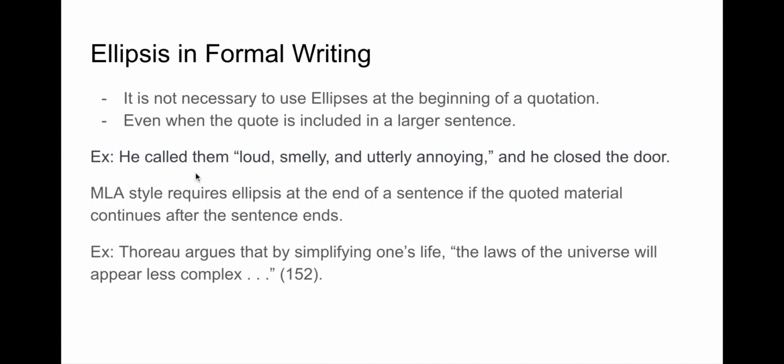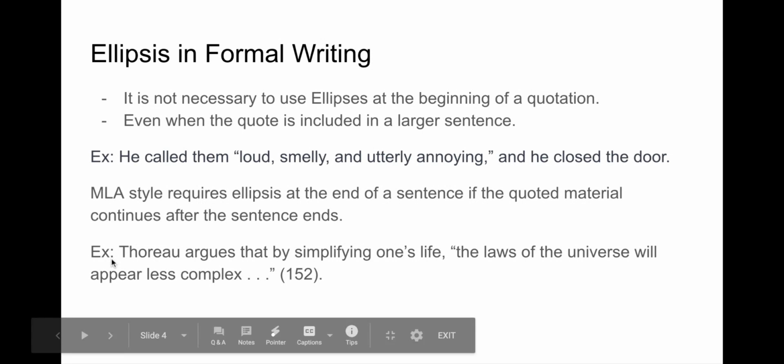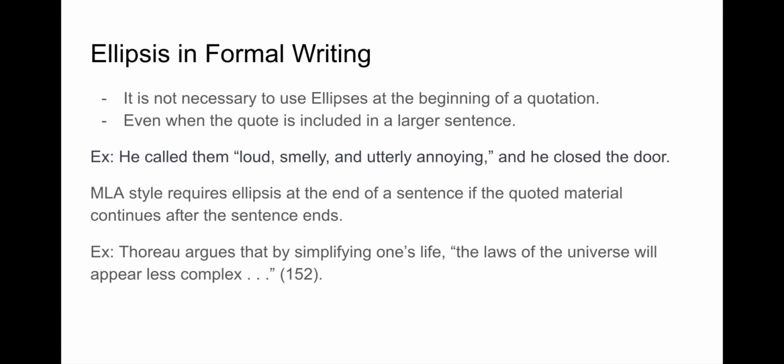When we're using a quote in our sentences, and it's the end of a sentence, but the quote continues on, in other words, if you're only using part of the quote you're going to share in your essay, and the sentence continues on before you're done using it, you're going to just use the ellipses afterwards. So an example of this is, Thoreau argues that by simplifying one's life, "the laws of the universe will appear less complex..." and then the citation page.